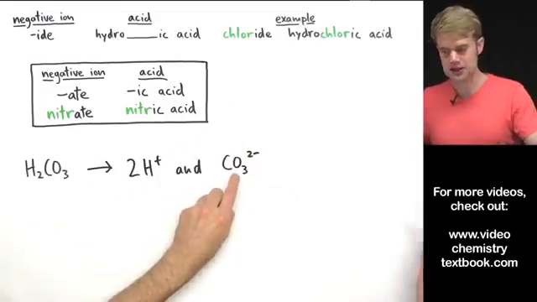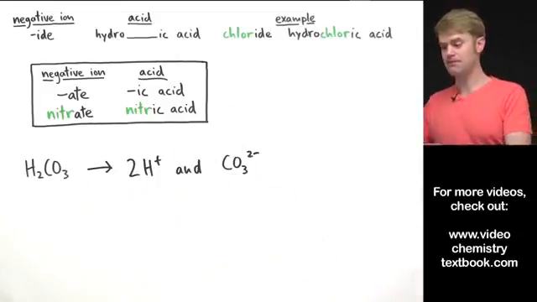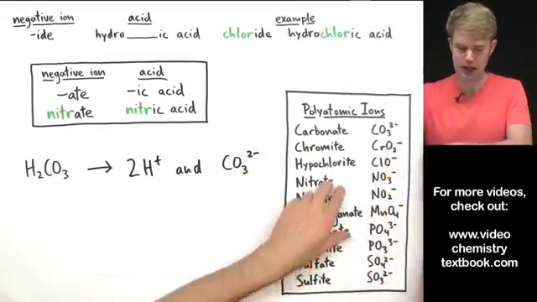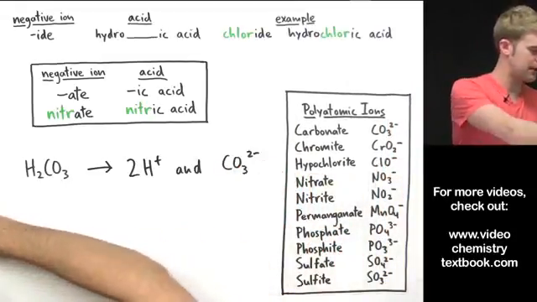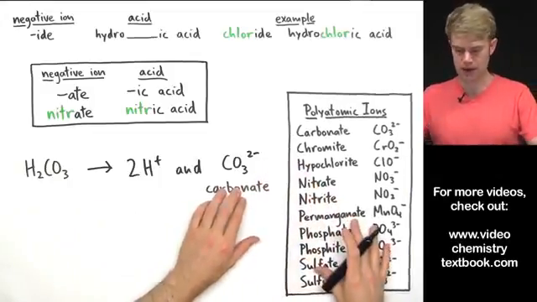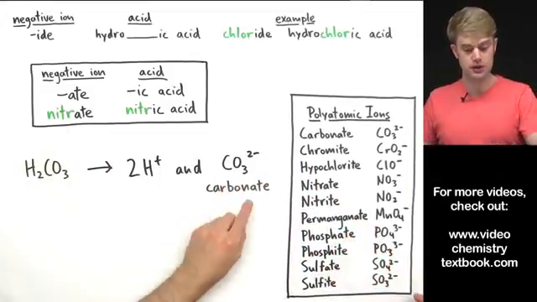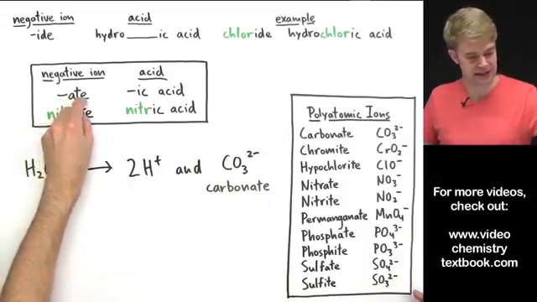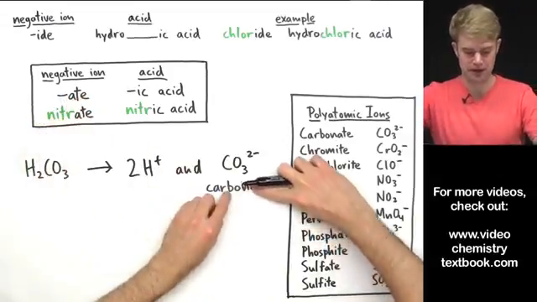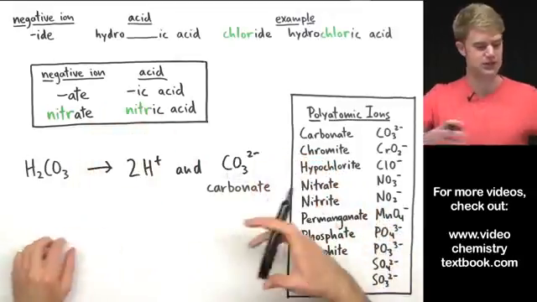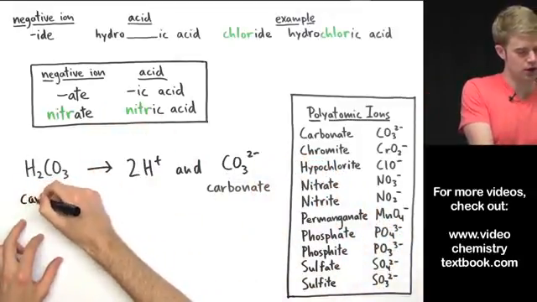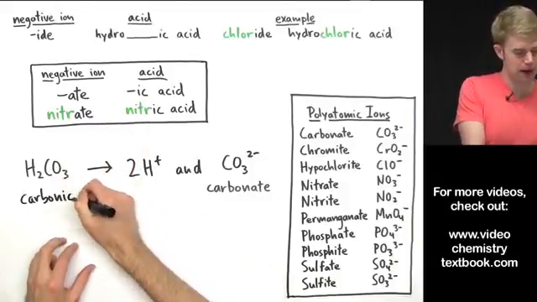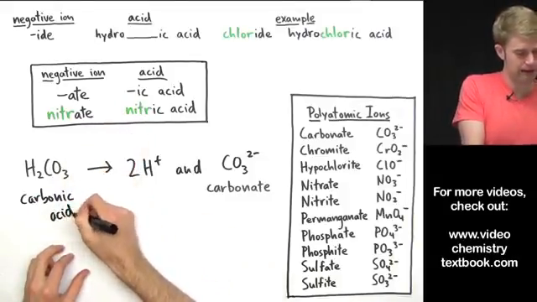Okay? This is our negative ion, so we want to name it. It's a polyatomic ion, and CO3 2 minus is carbonate. I've got that right here, so I don't have to write it in. Carbonate. So now using these rules, the name of the ion ends in ATE. So I'm going to take off that ATE. I'm going to replace it with IC. So I'm going to call this carbon, and then IC, carbonic acid.